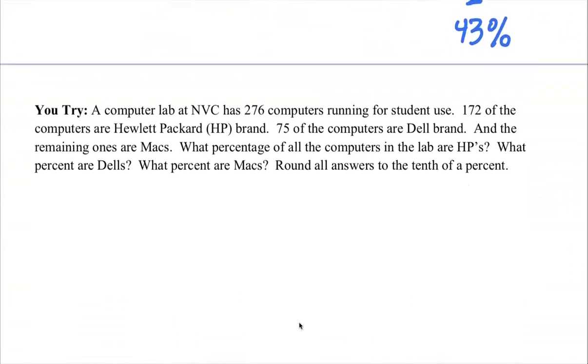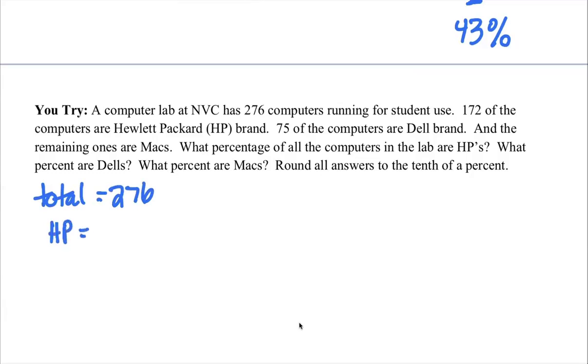Okay, a computer lab at Northwest Vista has 276 computers running for students' use. 172 of the computers are HPs, 75 are Dells, and the remaining ones are Macs. What percentage are HPs, what percentage are Dells, and what percentage are Macs? So it's like we have three little problems here. The total or the whole is 276.